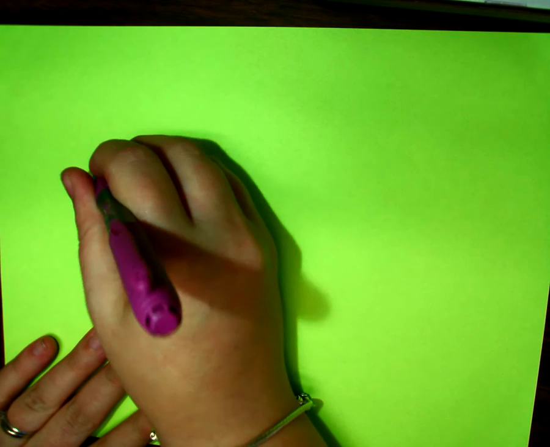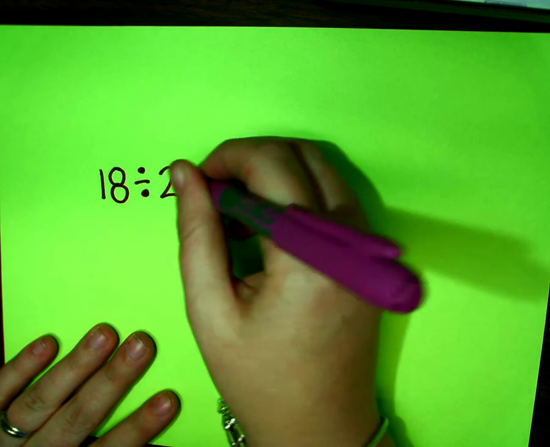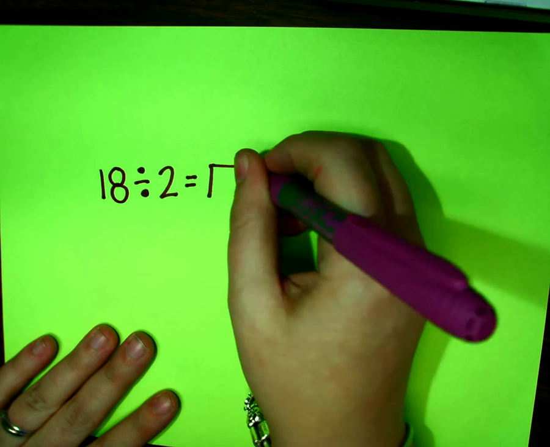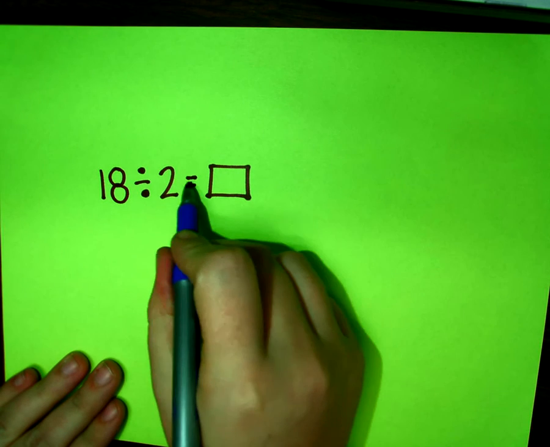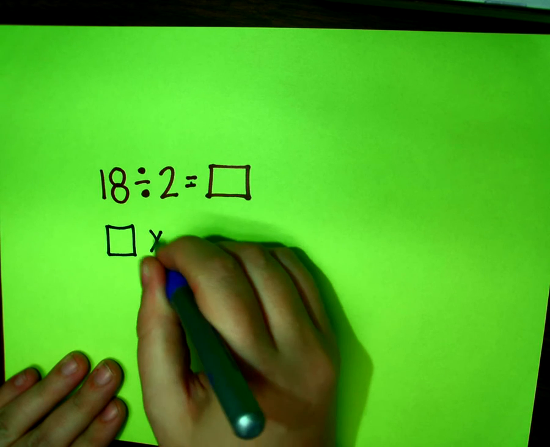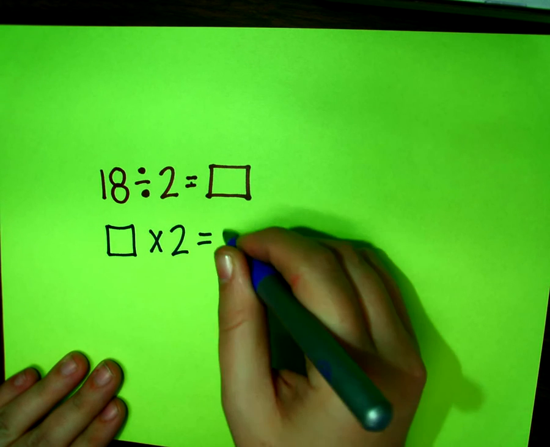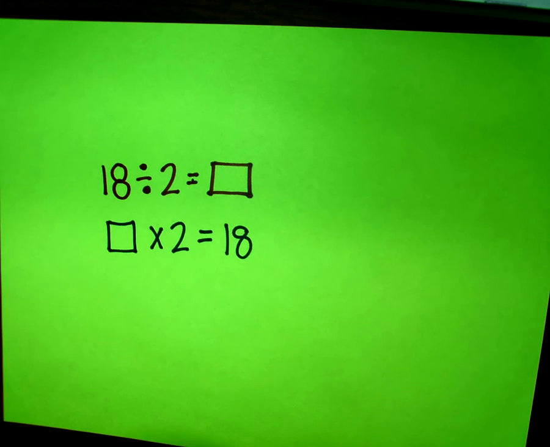18 divided by 2 equals something. So you should be thinking, in multiplication, you go backwards. Something times 2 equals 18. So go ahead, pause the video, count by 2s until you get to 18, and then fill in that number.